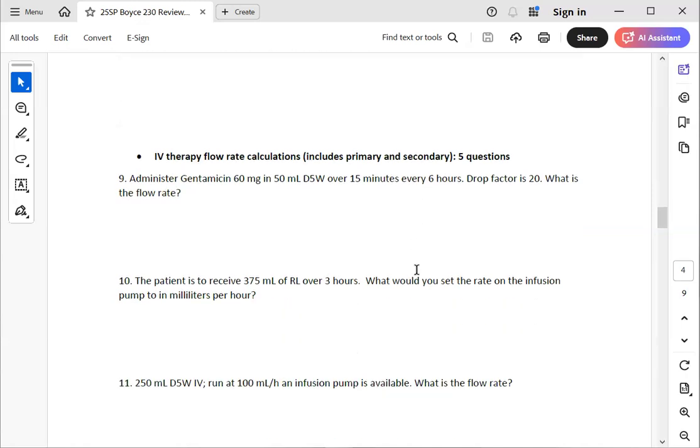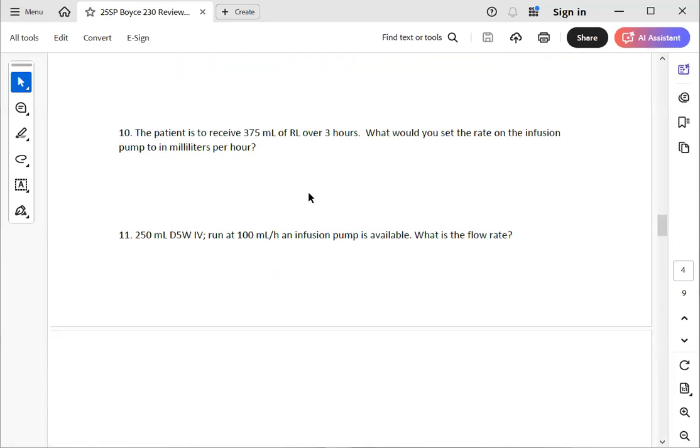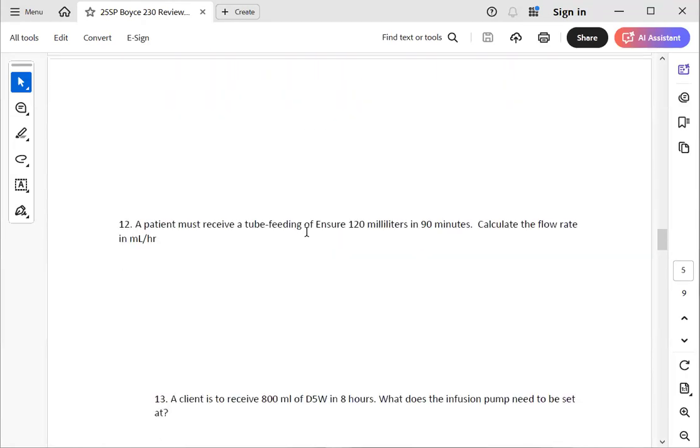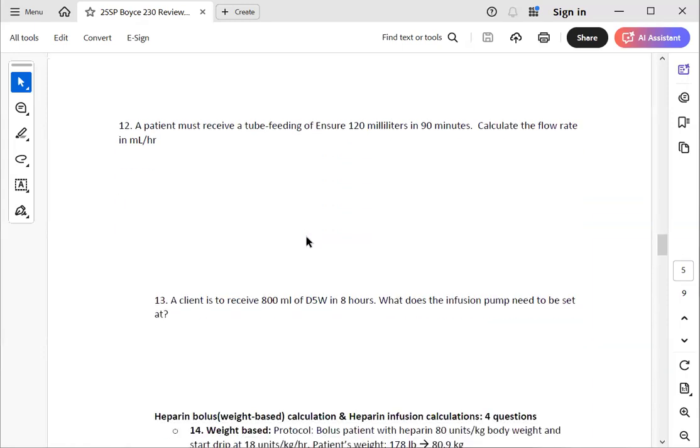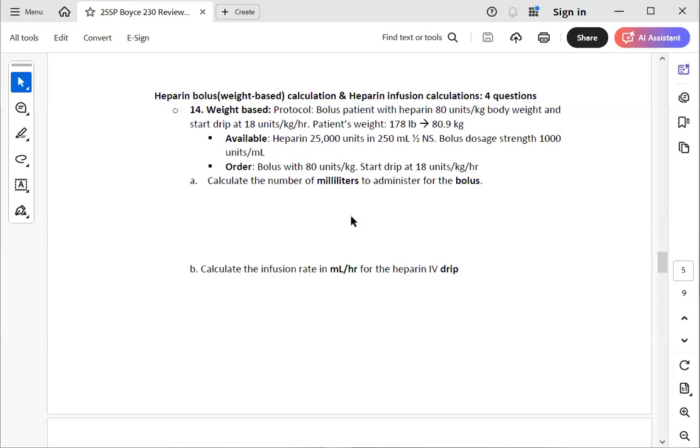I know that some of you are going to want to go through some flow rate questions, so we'll definitely hit those in just a second. I just wanted to get to the heparin because that is pretty much the biggest new thing for you. And then we can go back and do anything else with that.